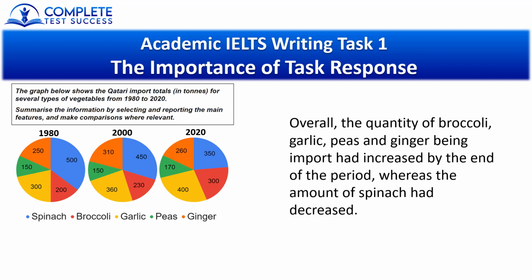Overall, the quantity of broccoli, garlic, peas and ginger being imported had increased by the end of the period, whereas the amount of spinach had decreased. Okay, so that's a pretty basic but appropriate overview, and what we're going to see is how that will allow us to get a high score.